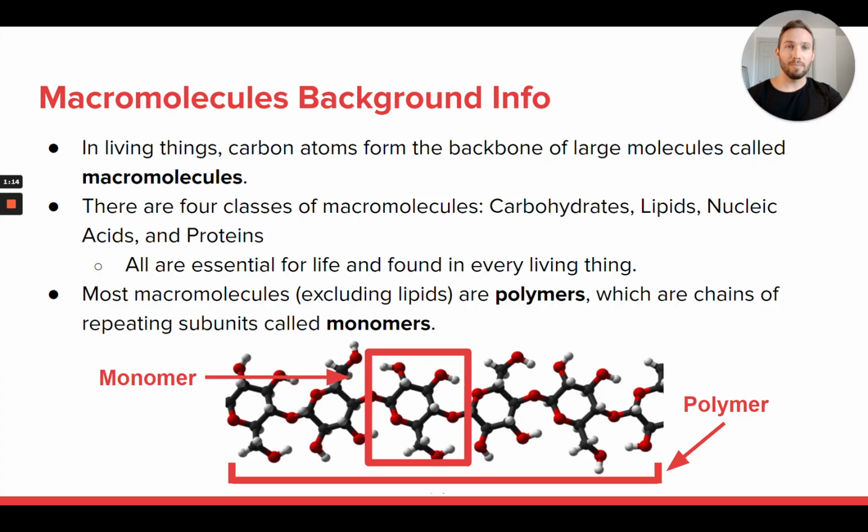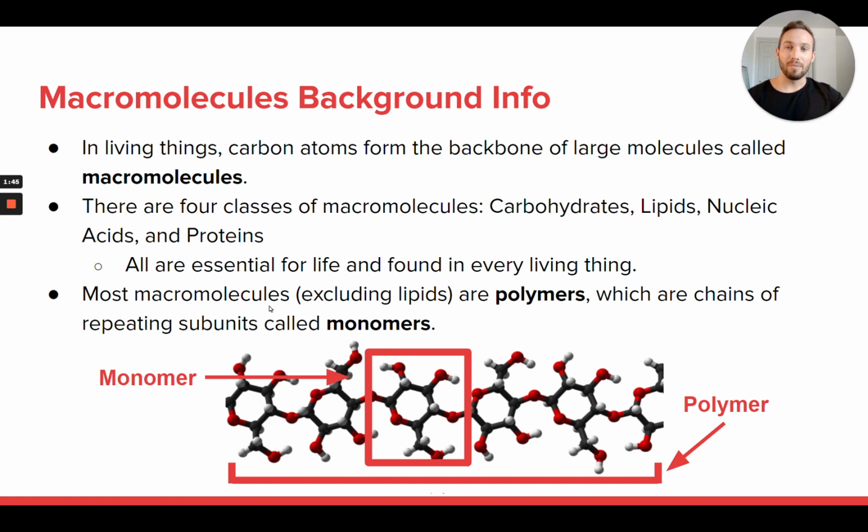Just some quick background refresher, to make sure this is fresh in your head. Living things are made of these organic molecules that have carbon hydrogen backbones with functional groups attached to them, and a lot of times these molecules are very large and they form what we call macromolecules. There are four classes of macromolecules that we're going to look at in the Unit 1.2 notes: carbohydrates, lipids, nucleic acids, and proteins. All of these are very important types of molecules that are essential for life.